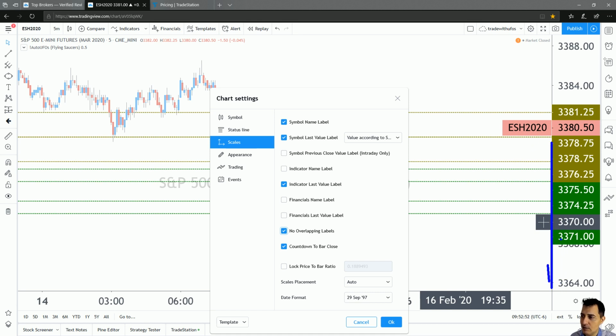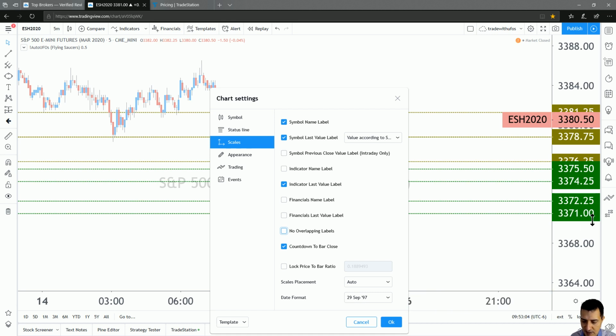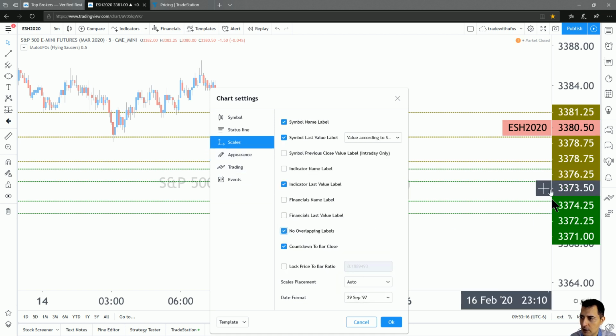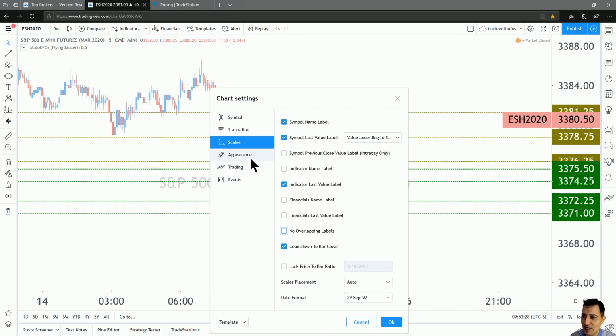What's the problem? The problem is that now they are not aligned with the place they should be, because if I uncheck no overlapping, 3371 is lining up with the green line, which is 3371. But if I click on no overlapping labels, now 3371 is all the way down here, which is, I don't know, maybe 3368. So it's not the right location, but you can read the labels. Everything has pros and cons, and again, it's personal preference. So I will let you play with it.